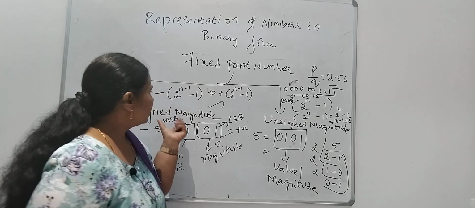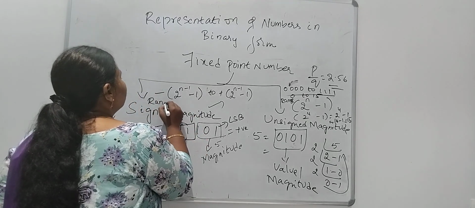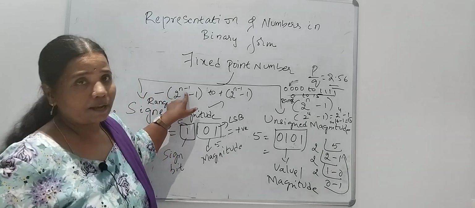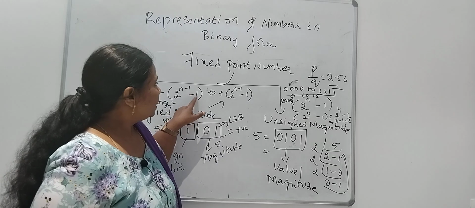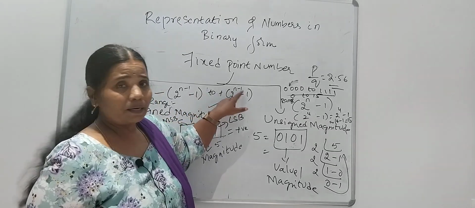Similarly, if you go for signed magnitude representation, the range of numbers which you can represent is nothing but minus 2 to the power of n minus 1, minus 1, to plus 2 to the power of n minus 1, minus 1.